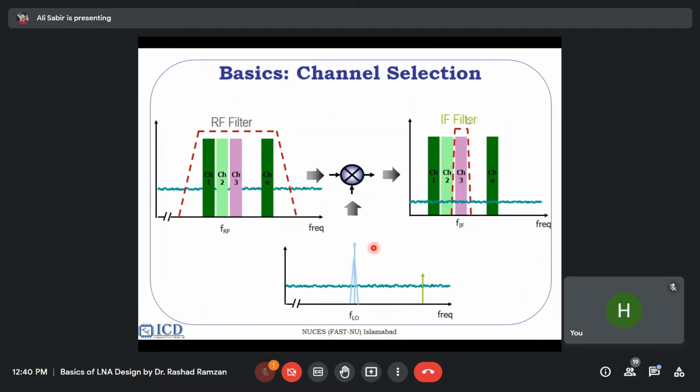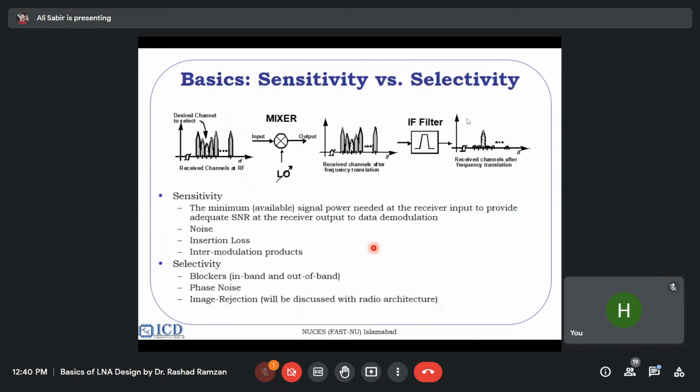So basic channel selection depends upon, as I said, filtering. There are two types of filter: one is the filters at the RF front end, and the other is the filter after the down conversion, which is called intermediate frequency filtering. Both filterings combined together define the channel selection. So, basic sensitivity with selectivity: sensitivity and selectivity are a trade-off with each other. If you make one higher, the other is compromised.